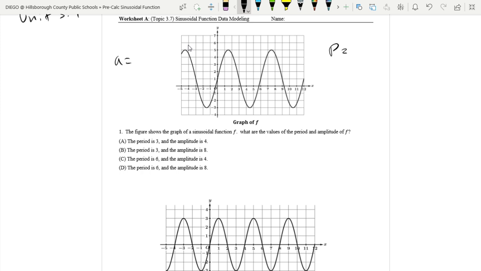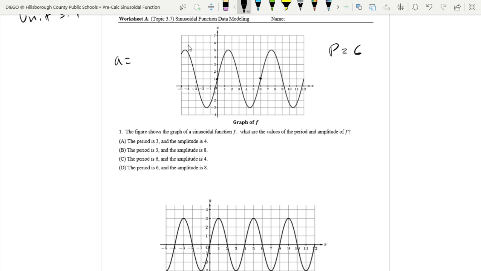Remember guys, the period is just, for example, let's say we start here, right? So we start here. The period is just from here to here, right there. And you just count from 0 to 6. So the period for this one is going to be 6, okay?